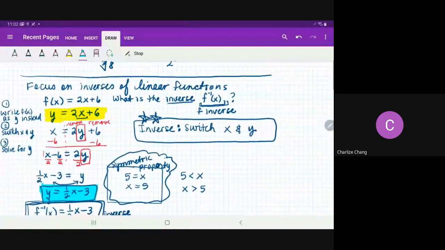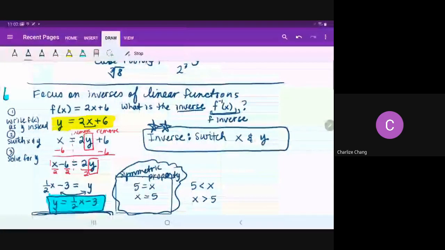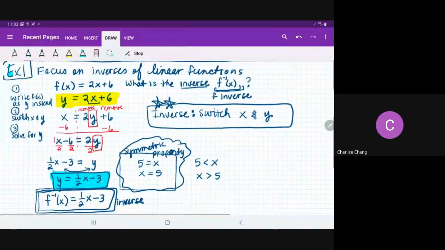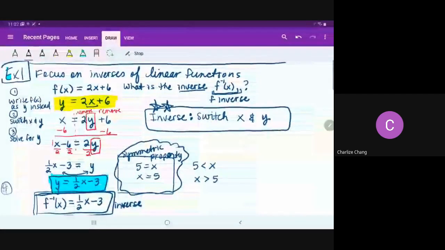Okay. So this is example 1. And then we're going to start with example 2. And on example 1, I probably need one more step here at the end, which is change y for f inverse of x. That's the last step. I have to solve for y.